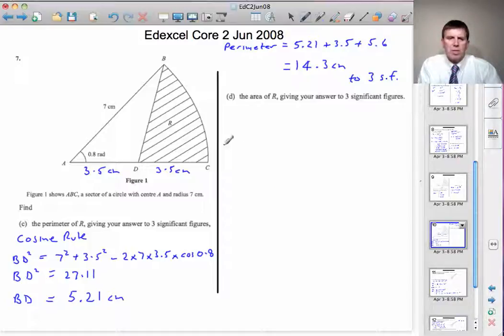Again, giving the answer to 3 significant figures. Well, we don't have a formula for finding the area of a shape like that, but we've already found the area of this sector. And if I find the area of this triangle and subtract it from the area of the sector, I'll be left with R. So let's write down: shaded area is equal to the area of the sector minus the area of the triangle.